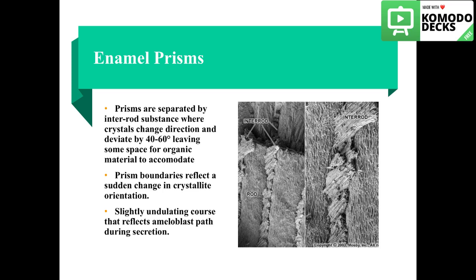The prisms are separated by what we call the interrod substance here, where crystals change direction and deviate 40 to 60 degrees, leaving some space for organic material to accommodate. A higher magnification here: prism boundaries reflect the sudden change in crystallite orientation. We will discuss that again in a few minutes. The prisms have a slightly undulating course that reflects the ameloblast path during secretion.